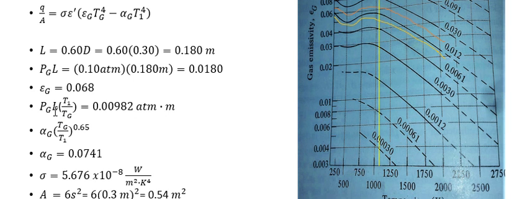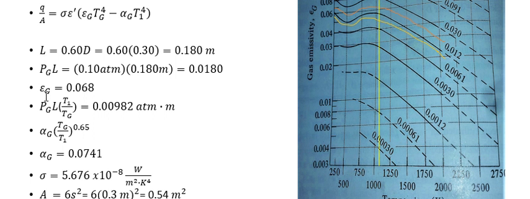So for the solution, we will be using the general equation Q over A is equal to the Stefan-Boltzmann constant times the effective emissivity quantity: emissivity of the gas multiplied by its temperature raised to 4, minus absorptivity of the gas times the temperature of the wall raised to 4.